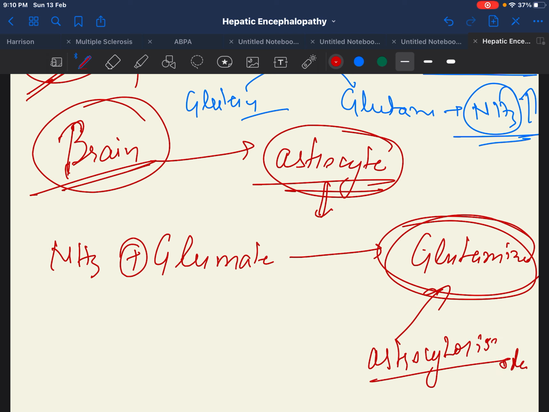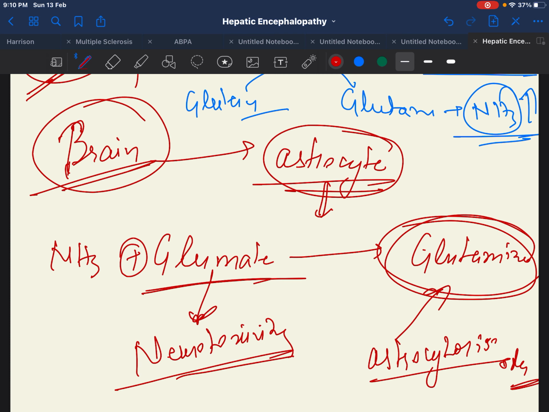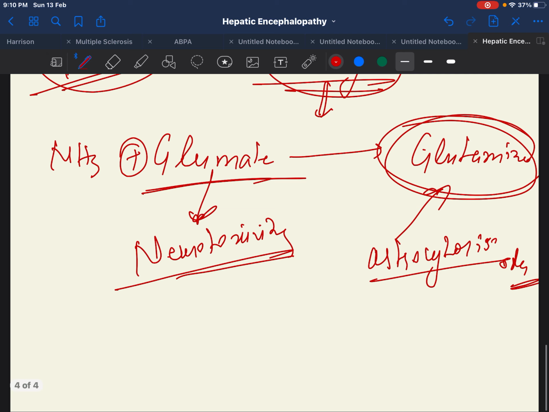Astrocyte edema will occur, and this glutamate is also an excitotoxic agent, so it will also lead to neurotoxicity. Neurotoxicity will occur, astrocyte edema will occur. There are other effects also: reactive oxygen species also increase, reactive nitrogen species also increase.